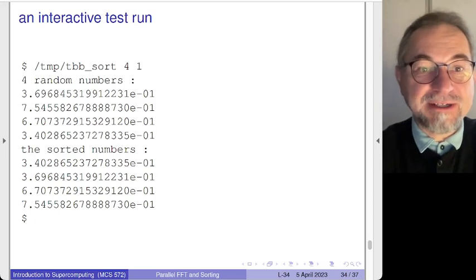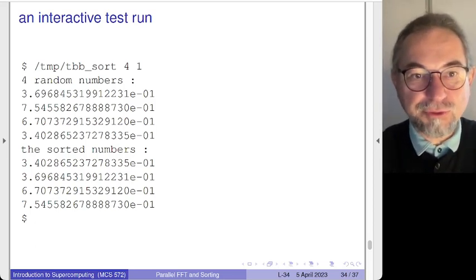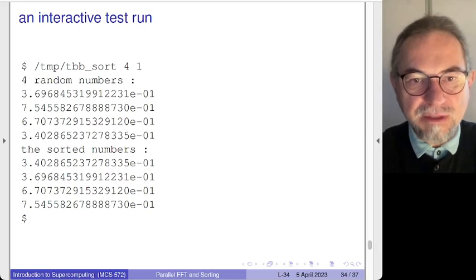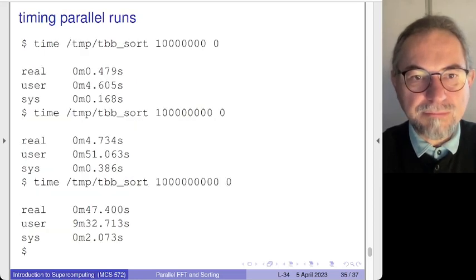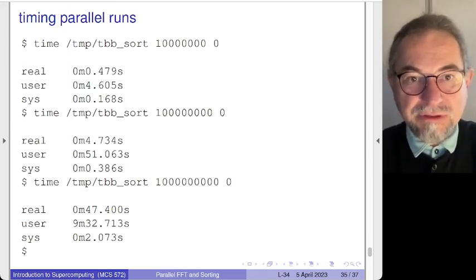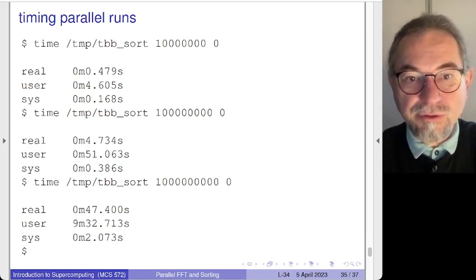Okay, just to make sure that it works, so the interactive sorting of 4 numbers, the one here indicates that we want to see the output, this is for testing purposes. Okay, and now let's do the timing of the parallel runs. So this was still done also with the 2 × 8 core machine, 16 cores.